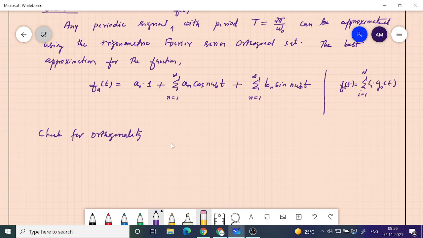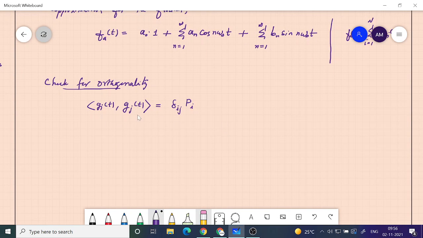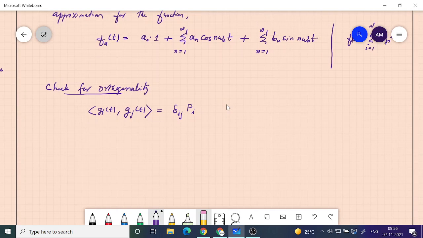So what we need to check, as I told you earlier, if they are power signals, is that gi(t), if I take the inner product with gj(t), what will I get? I will get delta ij times pi. Let us check whether that is the case. That means whenever i and j are different, we should get 0. Then only can we say that for any two functions you pick from the set, their inner product should be 0.